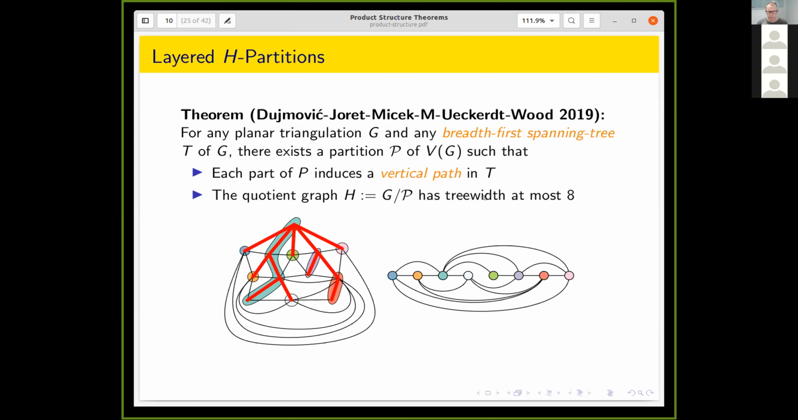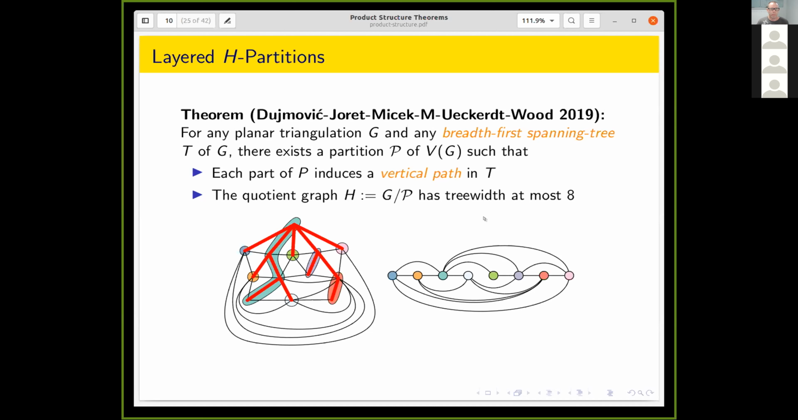And the second part is exactly as before. If I contract these things, then the quotient graph, H, that I get when I do this contraction has tree width at most 8. So it looks a lot like the previous theorem. And indeed, the proof is almost the same. The only difference is that those geodesics, which were somehow unspecified in the previous theorem, where those geodesics came from, these ones we know where they come from. They're all vertical paths in a fixed breadth-first spanning tree.